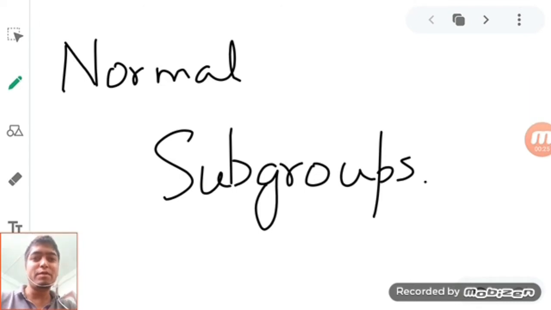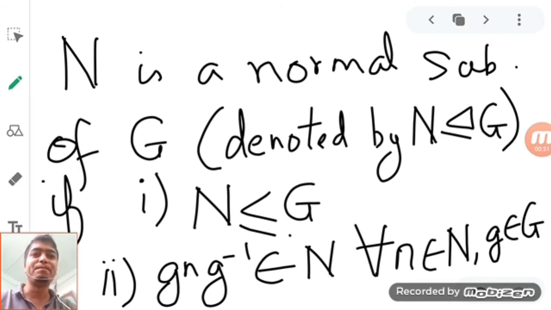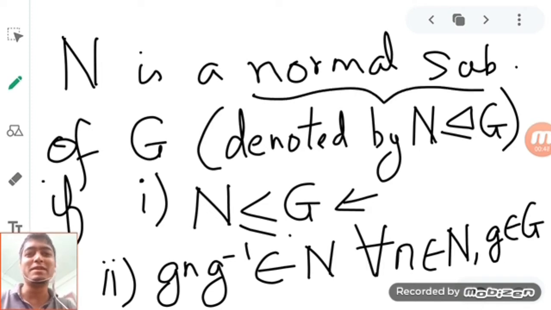Okay, so if you remember, I had given the definition for normal subgroups in the notes. I've given it in this way. N is a normal subgroup of G. We denote it by N with this triangle G if, number one, the first condition says that N should first of all be a subgroup, of course, because it is a normal subgroup. And the second condition, sometimes we call this one the normal condition, which is g n g inverse belongs to N for all n belongs to N and g belongs to G.